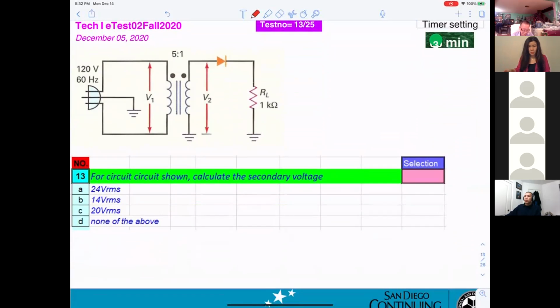Okay. For this circuitry, they want to know the secondary voltage, number 13. I got A. A, correct.